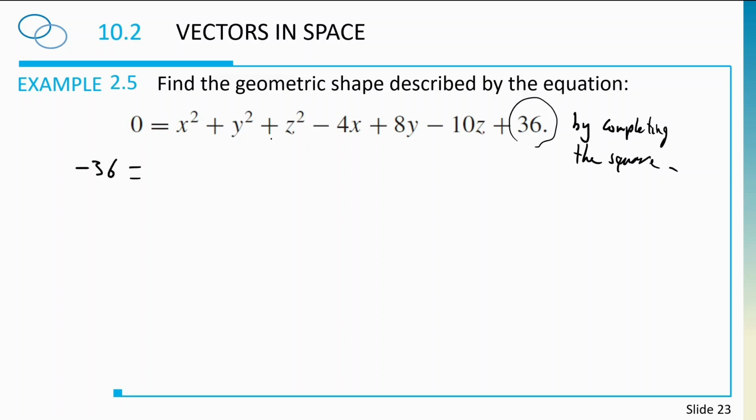Try to rearrange. Just take x's together. So I have x squared minus 4x. So I took x's together. Now take the y together. So I'm having y squared plus 8y. Same for z. So we have z squared minus 10z. Now what we'll be doing is completing the square for each one of them.